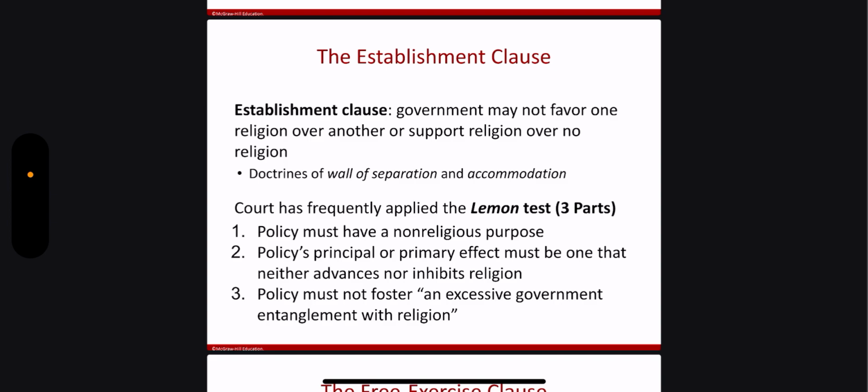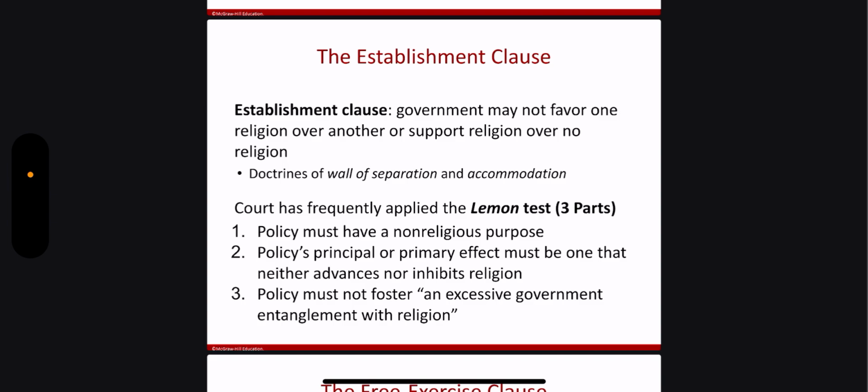Okay. And the Supreme Court has said, okay, well, if we're going to kind of evaluate this, we need to have a way to evaluate that. And that test is going to be that Lemon test. And so the Lemon test has three major parts. The first is that the policy must have a non-religious purpose. Its principal or primary effect must be one that neither advances nor inhibits religion, and it must not foster an excessive government entanglement with religion.